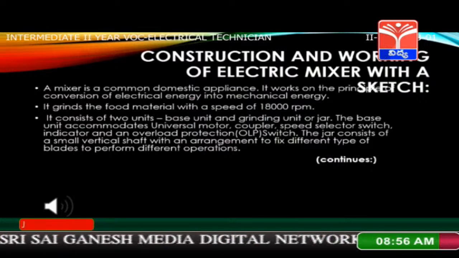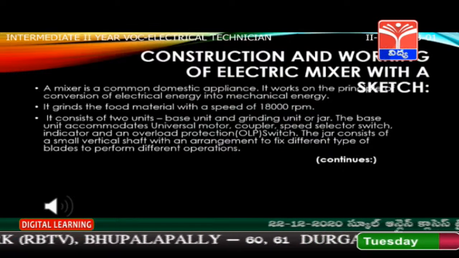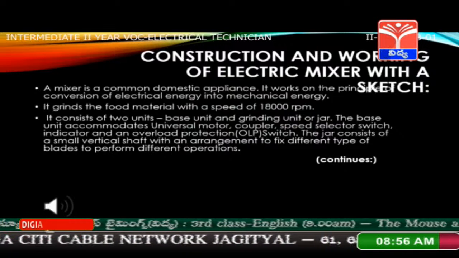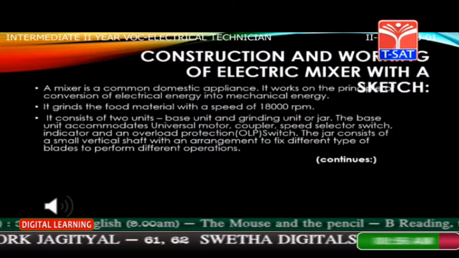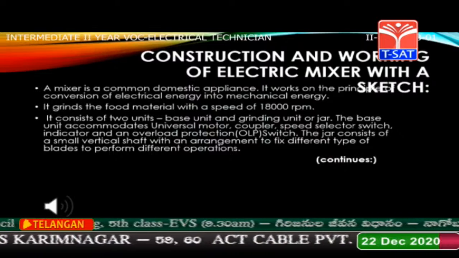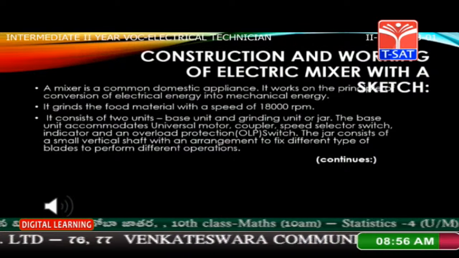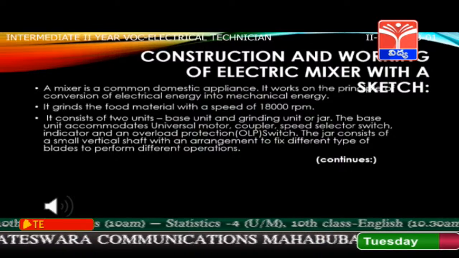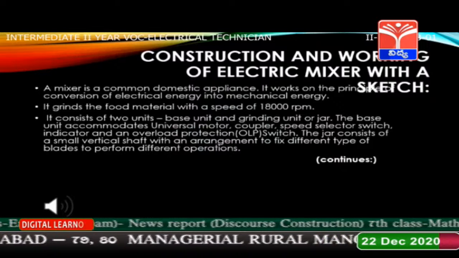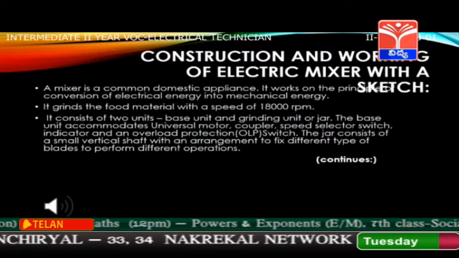It consists of two units, blade unit and mixing grinding unit, or we can say jar unit. The base unit accommodates universal motor, coupler, speed selector switch, indicator and an overload protection OLP switch. The jar consists of a small vertical shaft with an arrangement to fix different types of blades to perform different operations.